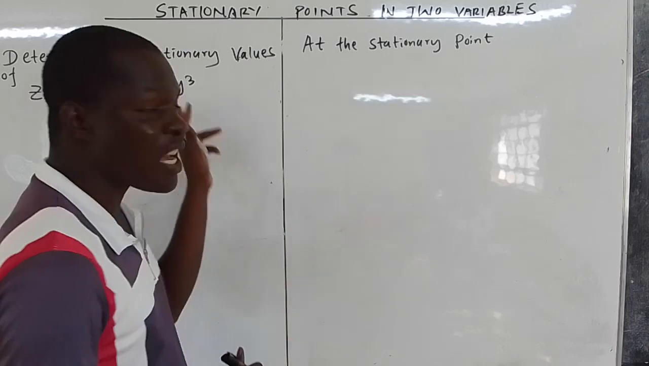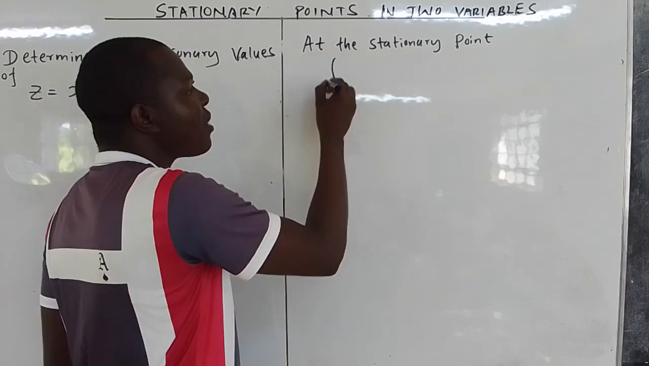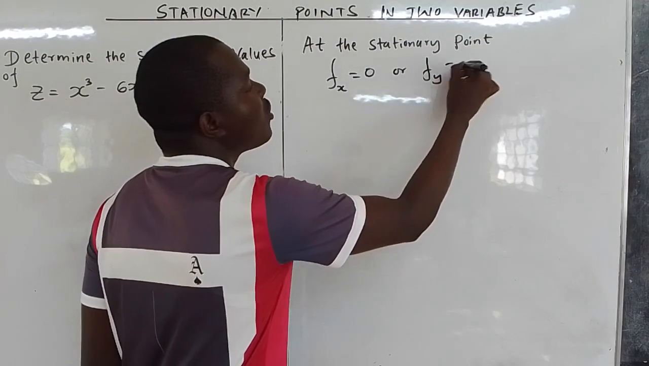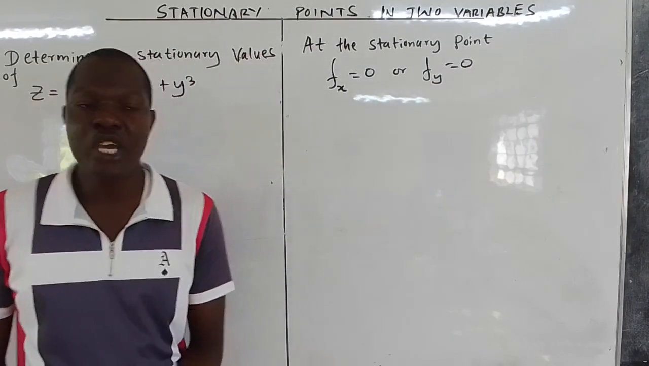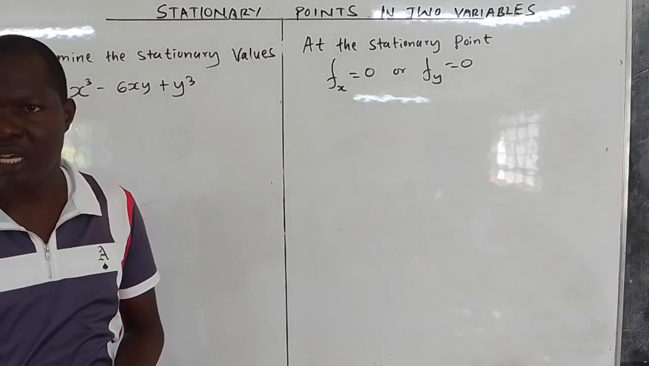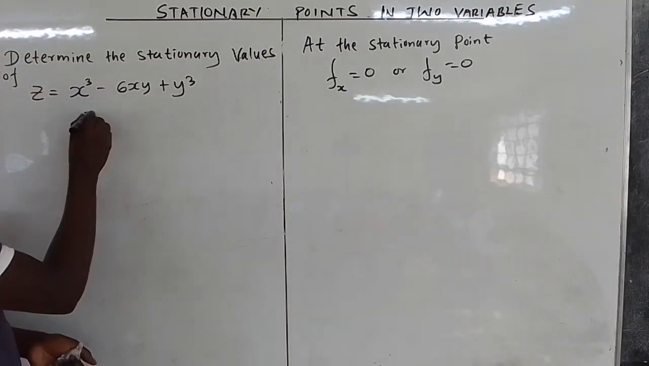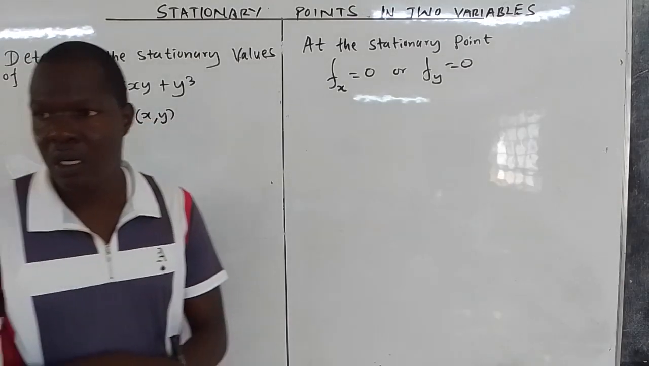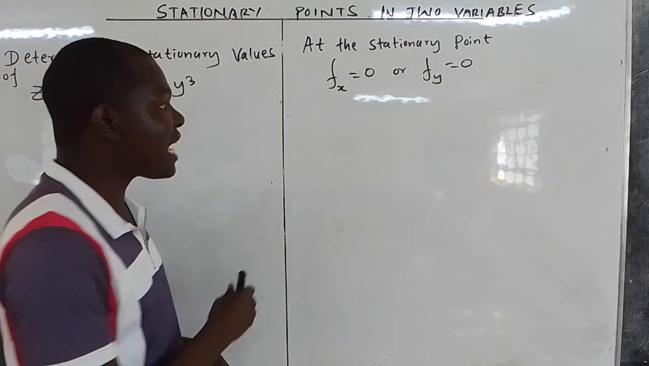Because we are dealing with partial derivatives, then it means the partial derivative with respect to x is 0, and the partial derivative with respect to y is 0, because we have z as a function of x and y, isn't it? Because z is in terms of x and y. It is a function of x and y. Are we together? So let us start.